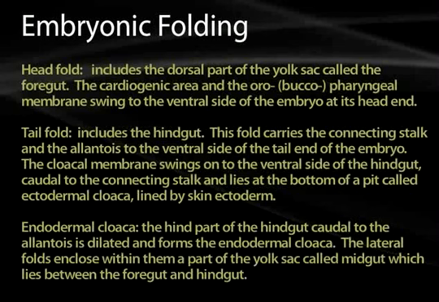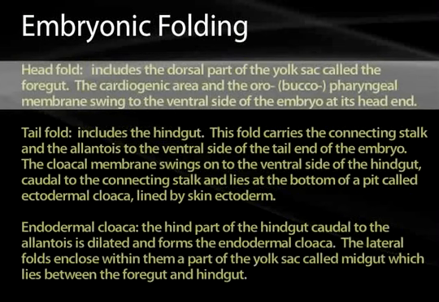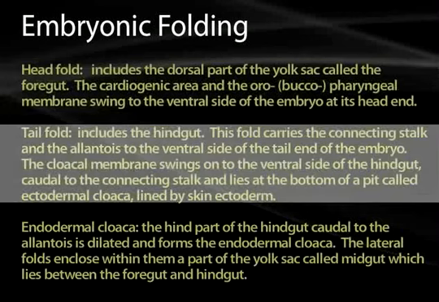Embryonic folding has a head fold, which will include the dorsal part of the yolk sac, which will make the foregut. This will also form the cardiogenic area, and the orobuccal membrane will swing into the ventral side of the embryo from the dorsal aspect at its head end. It's the tail fold which will invaginate to form the hindgut by pinching off the yolk sac.